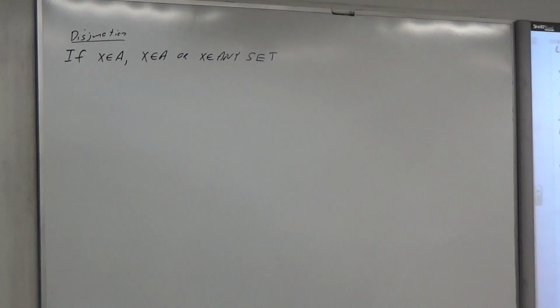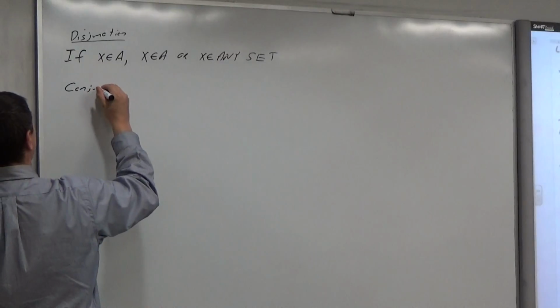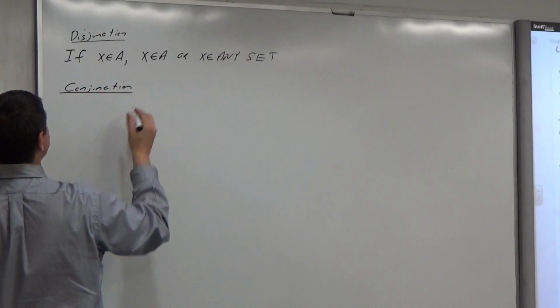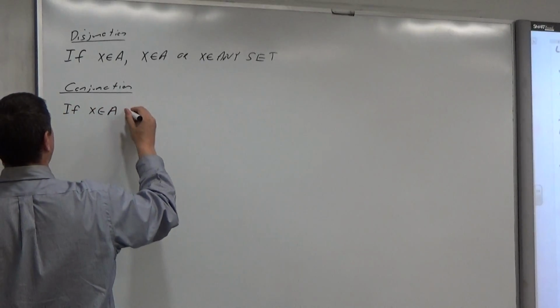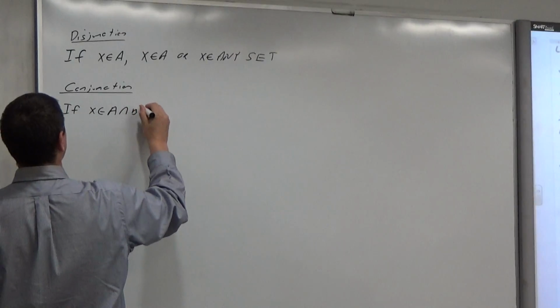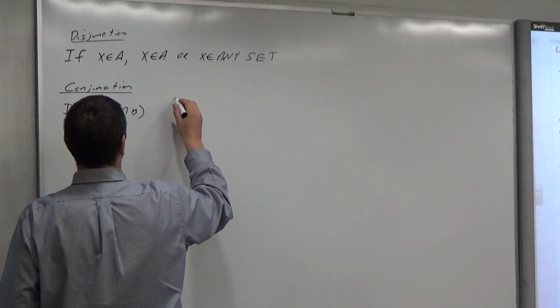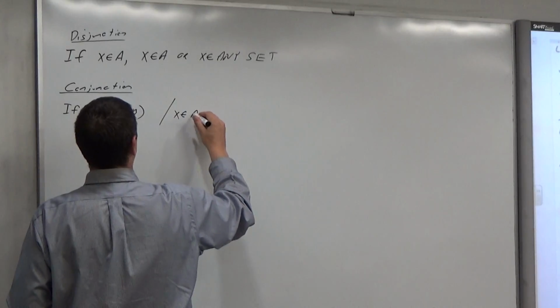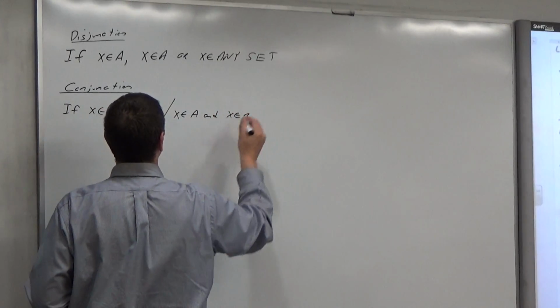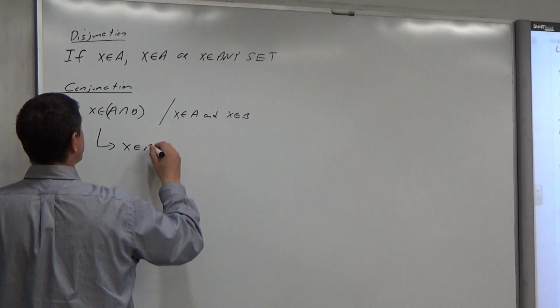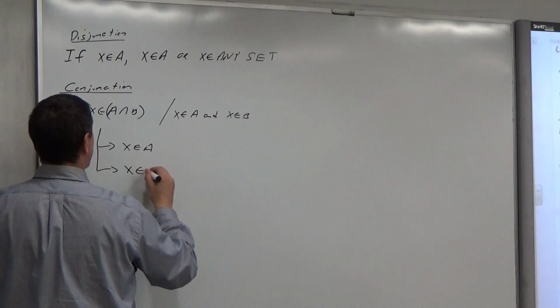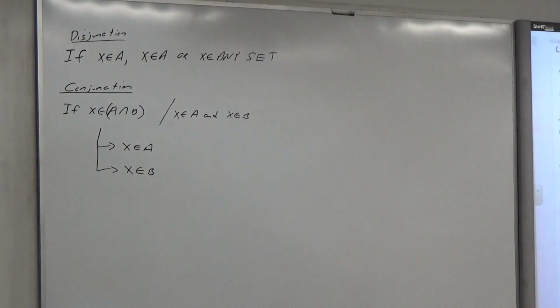The conjunction rule says that if it's in both sets, so conjunction says that if X is in A and B, or we could say, I'll put a backslash here, X is in A and X is in B. We could say one of two things. We could pick whatever we want. We could say X is in A. We could say X is in B. Either of those would be true. So that's the definition of a conjunction.